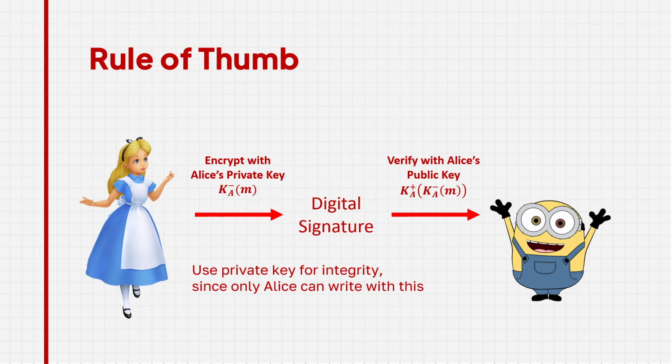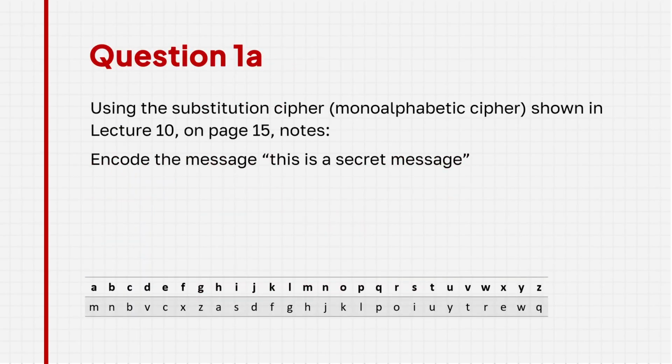No? Okay. Now let's go to the tutorial questions itself. So for question 1a, we want to use the substitution cipher shown in lecture 10 to encode this message. Has anyone tried this? Anyone would like to try? So it's easy. Okay, I think that one is correct.